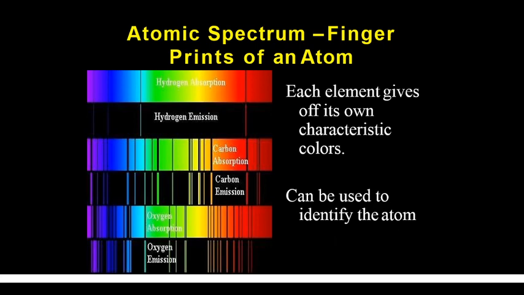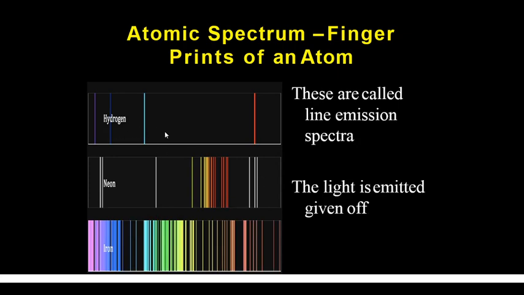Why are we studying atomic spectrum? Atomic spectrum is the fingerprint of an atom. What does it mean? By getting the spectrum of an element, we can identify the atom and we can get the very basic information about the atom. So we are studying atomic spectrum in order to identify the atom and also get information about the atom.